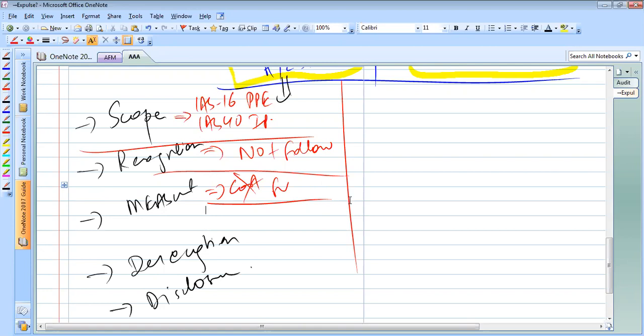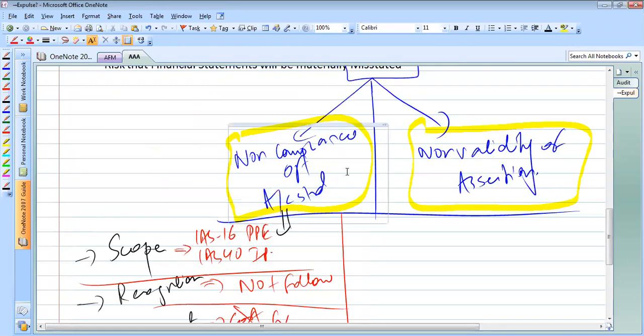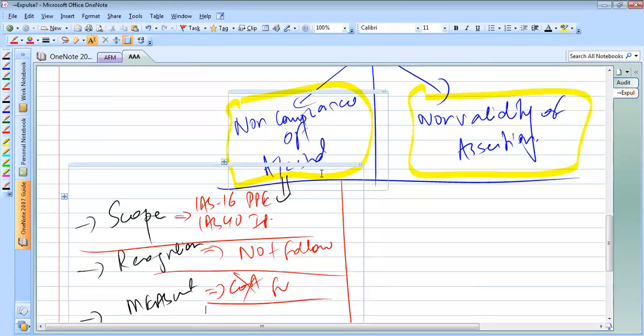So as an auditor at the planning stage, you need to assess the risk of material misstatement. What do you mean by misstatement? So I mentioned that it's non-compliance of accounting framework. That's one of the ways of misstatement. Now what else is there? The misstatement also means non-validity of assertion.